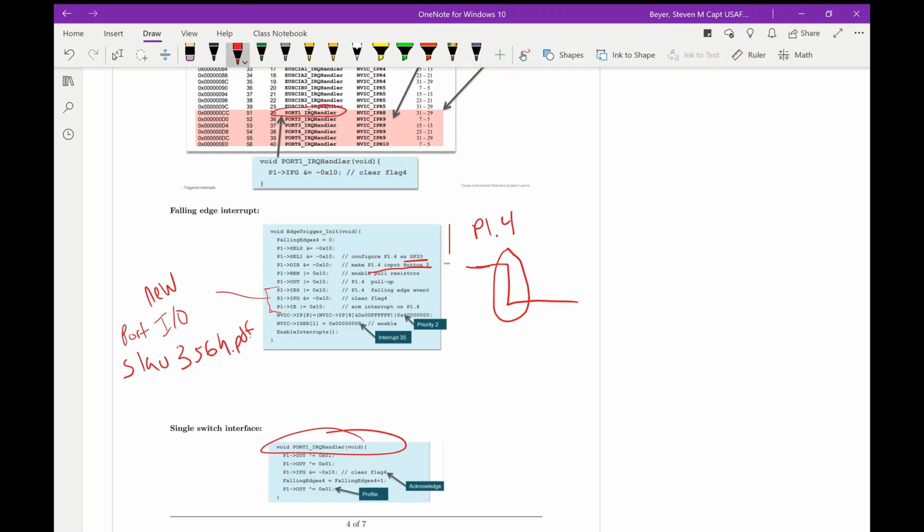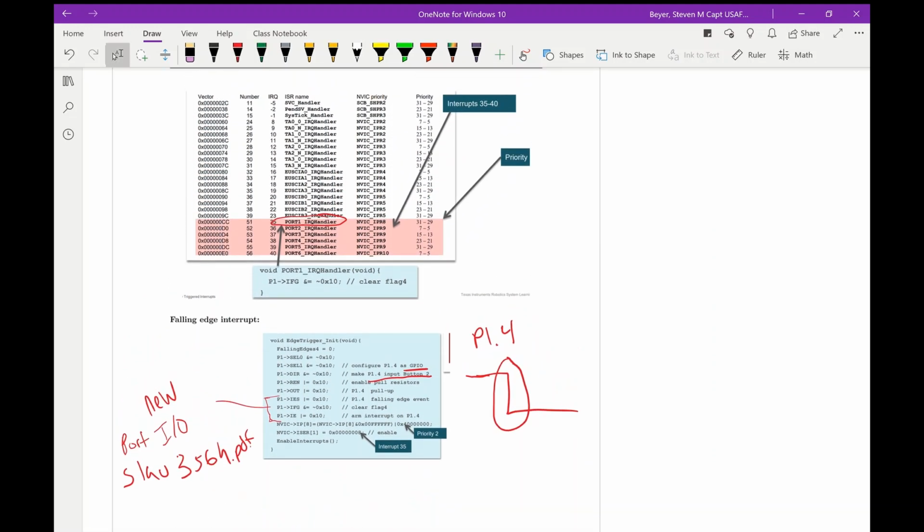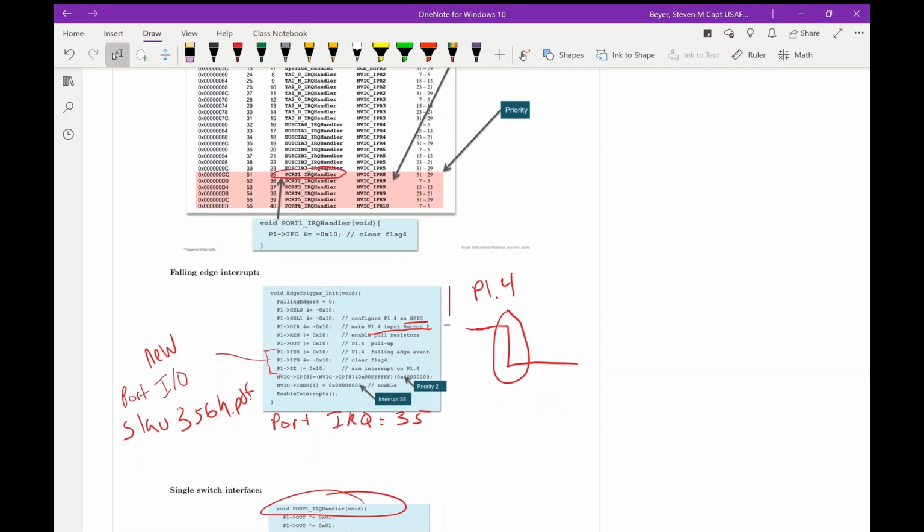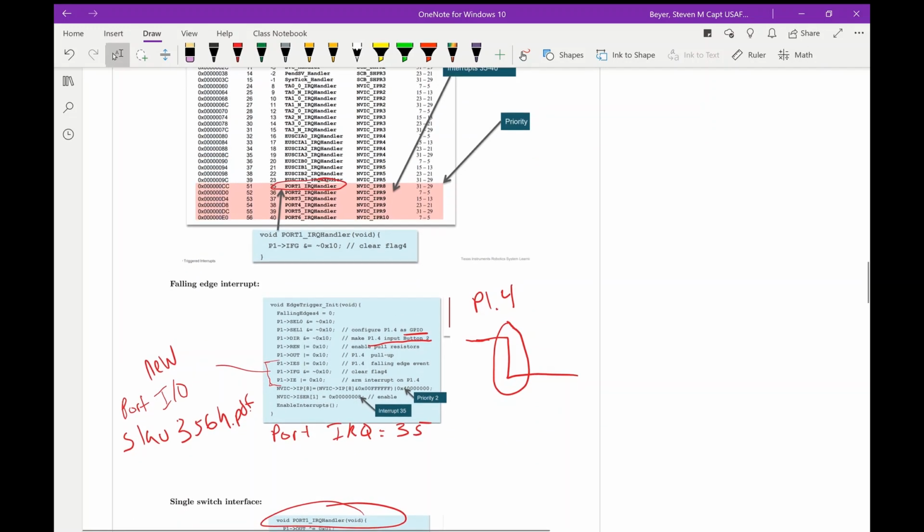All right, so what we do need to talk about though is the NVIC, and we didn't really go into a lot of detail last time, so I'm going to talk a little bit more about it. So we take a look, we're in port 1. Port 1 IRQ equals number 35. So it's interrupt 35.